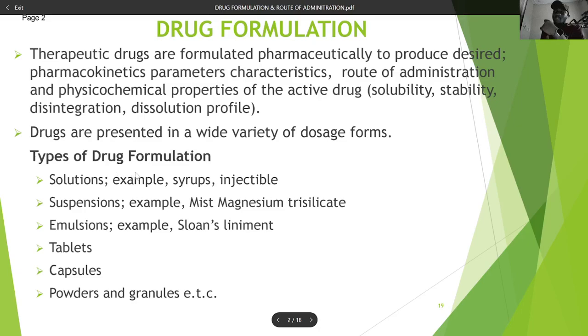Now, the types of drug formulation include the solution, for which examples are syrups and injectables. We have suspension, an example is mist magnesium trisilicate. We have emulsions, an example is Sloan's liniment. Then we have tablets, capsules, powders, and granules.